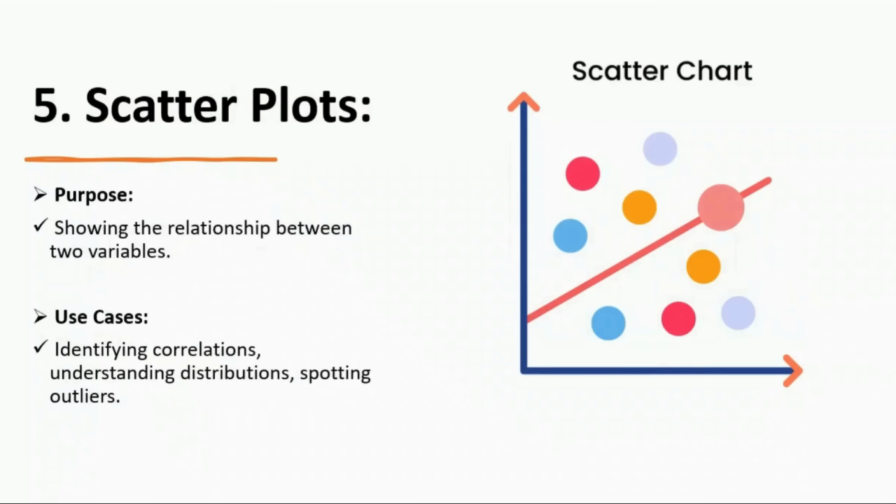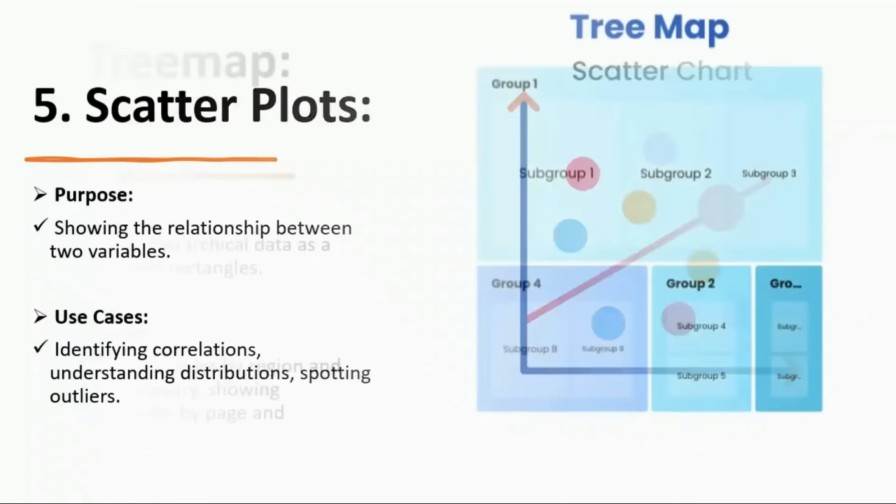And this is a scatter chart. As you can see, this is showing as scattered points. This is the visual available in Power BI. If you want to show a relationship between two variables, you can use the scatter chart. It is used to identify correlation, understand the distribution, and spot outliers.